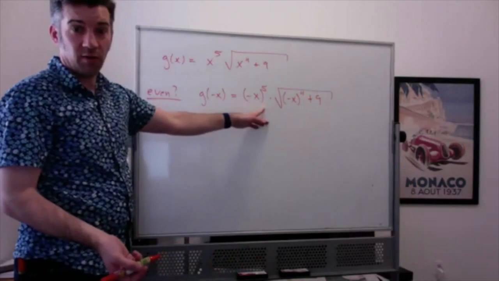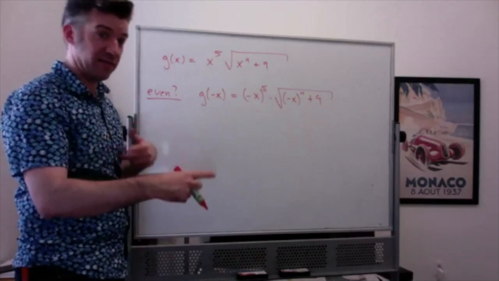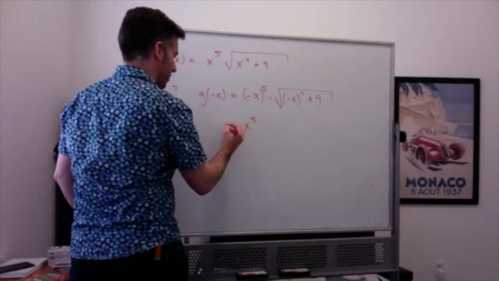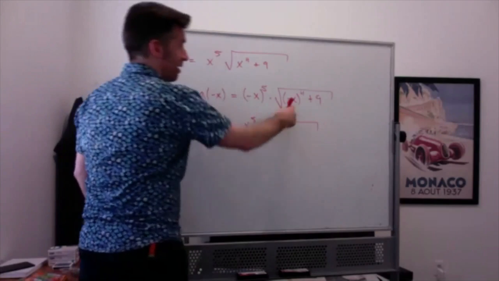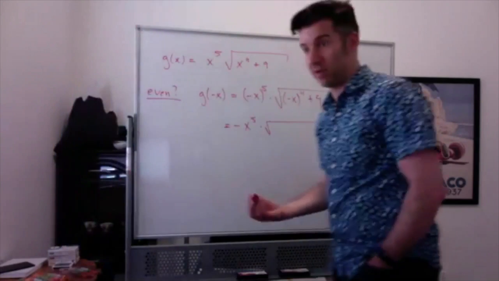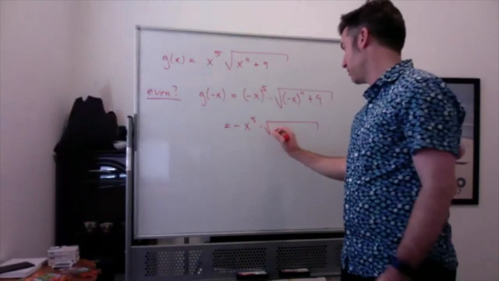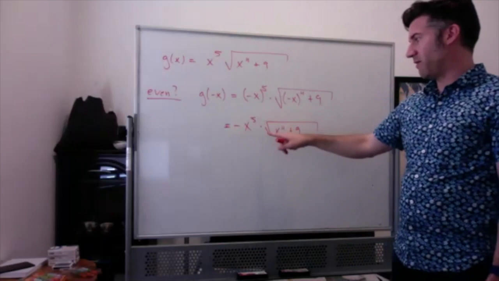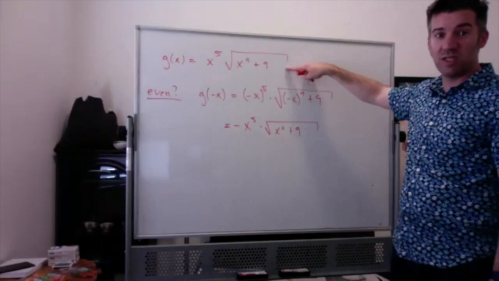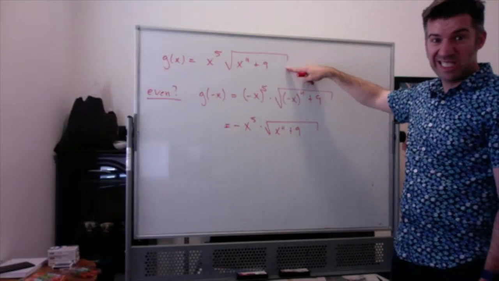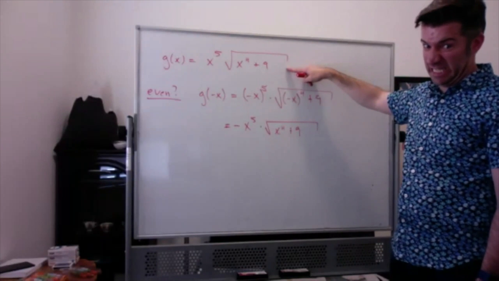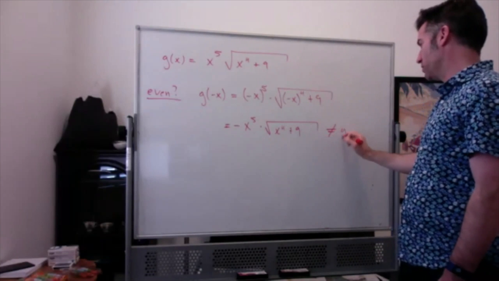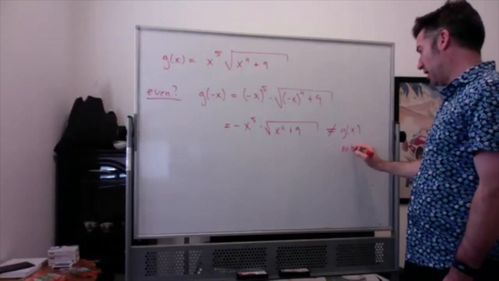Negative x to an odd power, I will get a negative, right? Because a negative times a negative times a negative times a negative times a negative is negative. So it's negative x to the 5th times the square root of negative x to the 4th, which is going to be just x to the 4th because it's a negative times a negative times a negative times a negative. It's positive. So let me ask you guys, is negative x to the 5th times the square root of x to the 4th plus 9 the same as the function I started with? No. Big no. So it's not equal to the original function, which means it's not even.